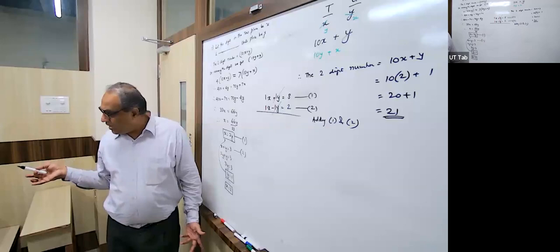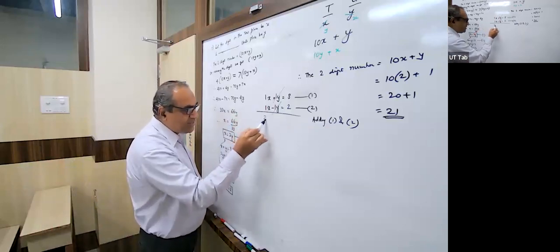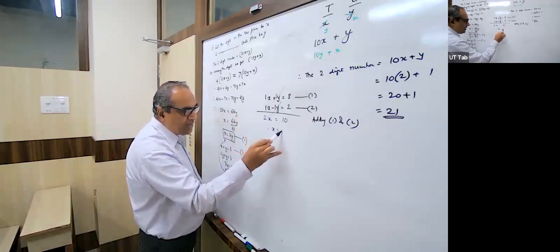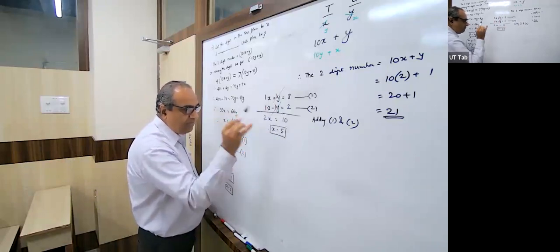y is eliminated. x plus x is 2x, 8 plus 2 is 10. So how much x did I get? 5.